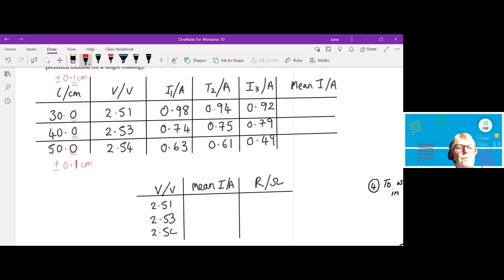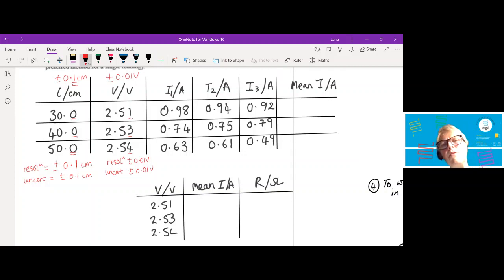Because we haven't got any more readings for each one of them, there's no repeats in the length, so we can say that our resolution is plus or minus 0.1, and that's the same as the uncertainty: plus or minus 0.1 centimeter. And again, with the voltage here, I can read it to the nearest 0.01. So my resolution of my equipment is 0.01 of a volt, and my uncertainty would be plus or minus 0.01 volt.